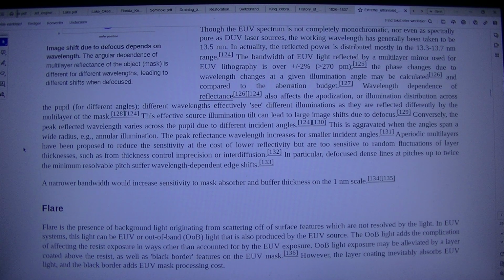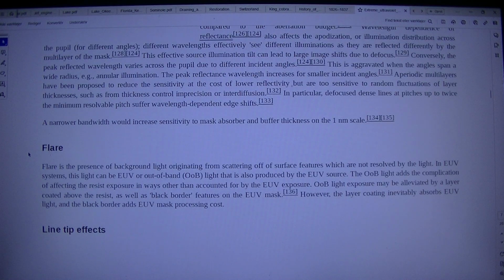The peak reflectance wavelength increases for smaller incident angles. 131. Aperiodic multilayers have been proposed to reduce the sensitivity at the cost of lower reflectivity, but are too sensitive to random fluctuations of layer thicknesses, such as from thickness control imprecision or interdiffusion. 132. In particular, defocused dense lines at pitches up to twice the minimum resolvable pitch suffer wavelength-dependent edge shifts. 133. A narrower bandwidth would increase sensitivity to mask absorber and buffer thickness on the 1 nm scale.